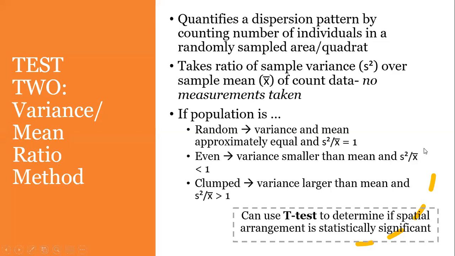In your lab manual, it goes into more detail as to what these figures mean. And it has spots where you can record each one and explains, for example, what is s squared divided by x bar. So that is the variance to mean ratio. All of these explanations for these symbols are given in your lab book. And for this second test, you can also use a t-test to determine the significance.